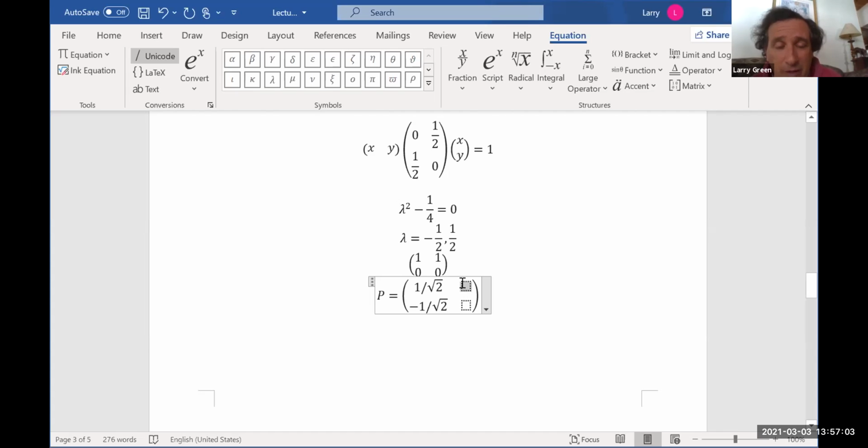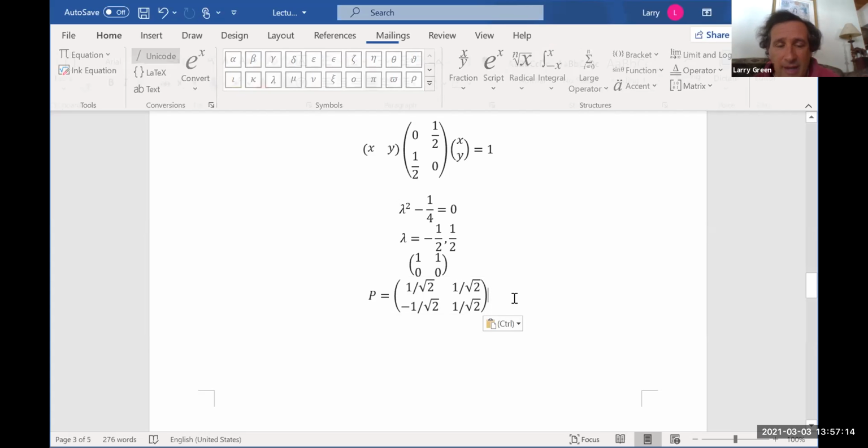And the others will just be 1 over root 2, 1 over root 2, because basically you get 1, 1 for the other one. Any questions on that?